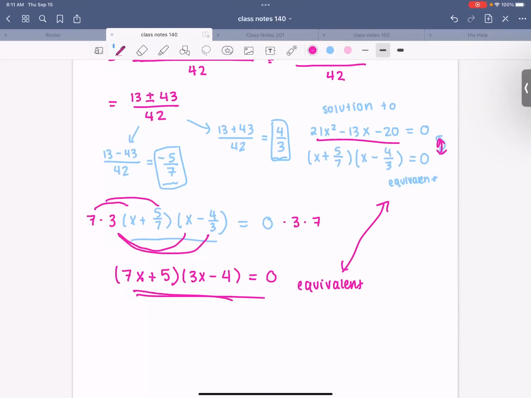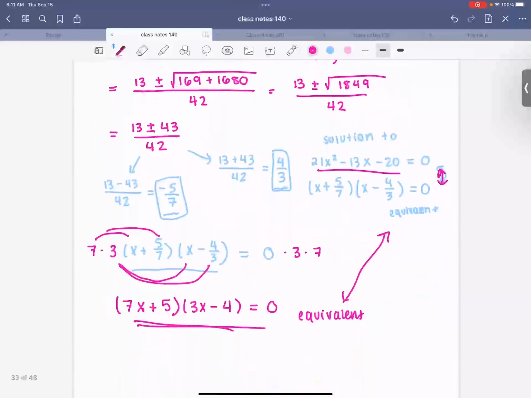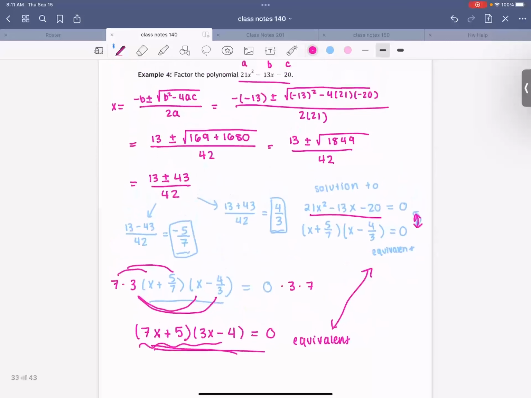Because of this, what I've done is I've actually set up an equation. It has the same solutions as setting the original expression equal to 0. So they're equivalent, which means this is actually a factored version of our original polynomial. So we've gone and factored it. It looks like our original expression. If I multiply this out, I would get 21x squared minus 13x.